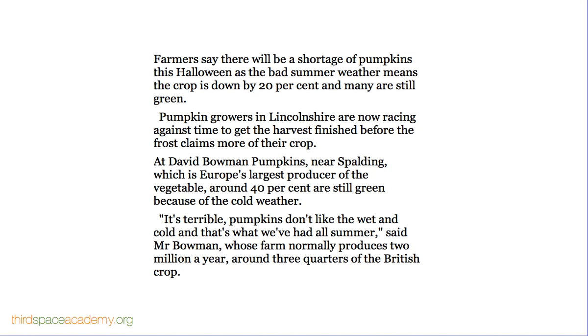Farmers say there will be a shortage of pumpkins this Halloween, as the bad summer weather means the crop is down by 20% and many are still green. Pumpkin growers in Lincolnshire are now racing against time to get the harvest finished before the frost claims more of their crop. David Bowman: pumpkins, around 40% are still green because of the cold weather. It's terrible, pumpkins don't like the wet and cold, and that's what we've had all summer. This farm usually produces 2 million a year.